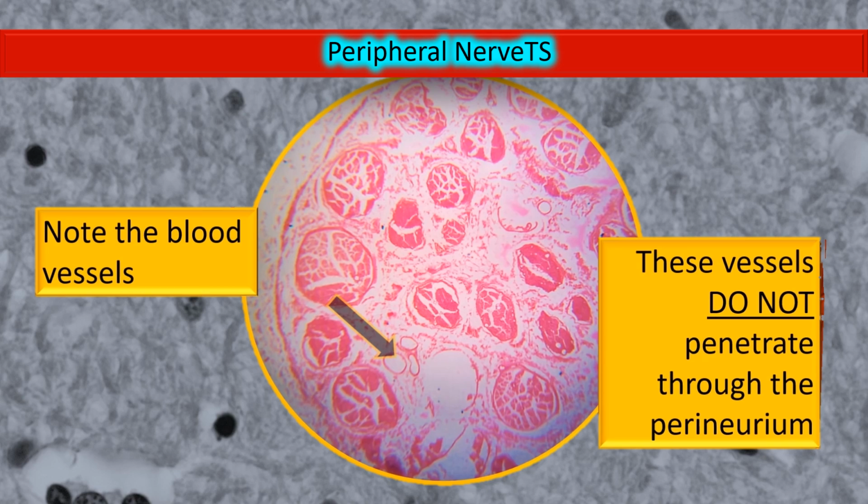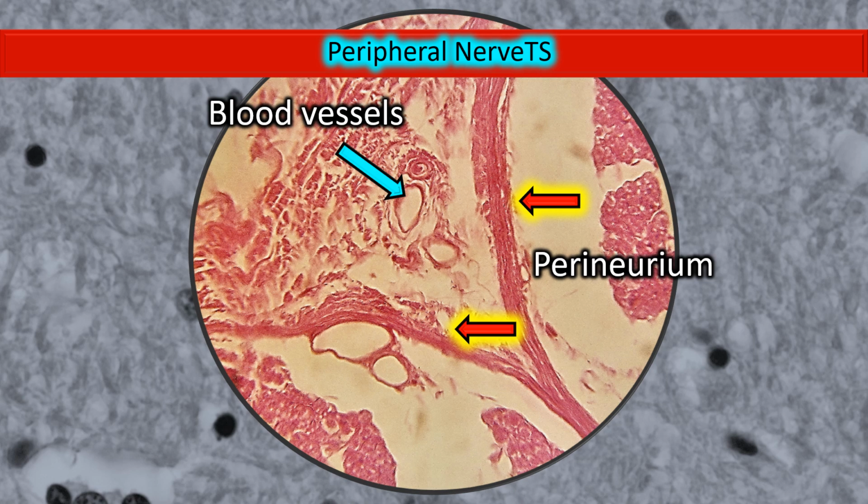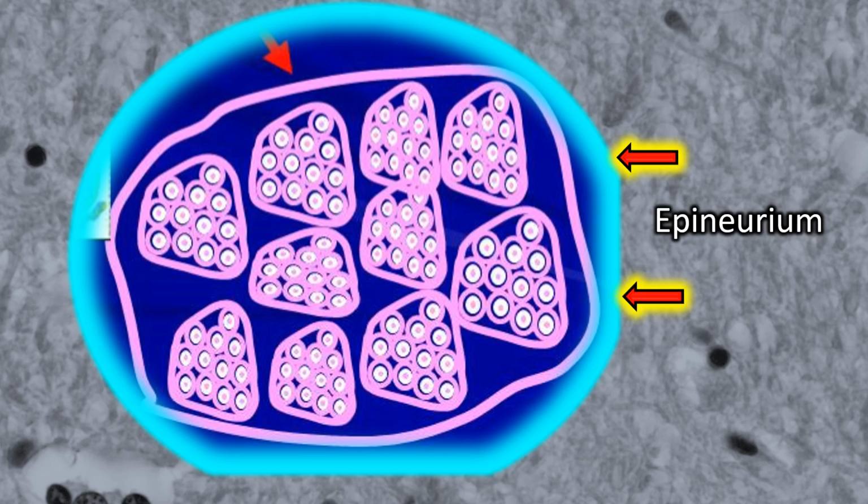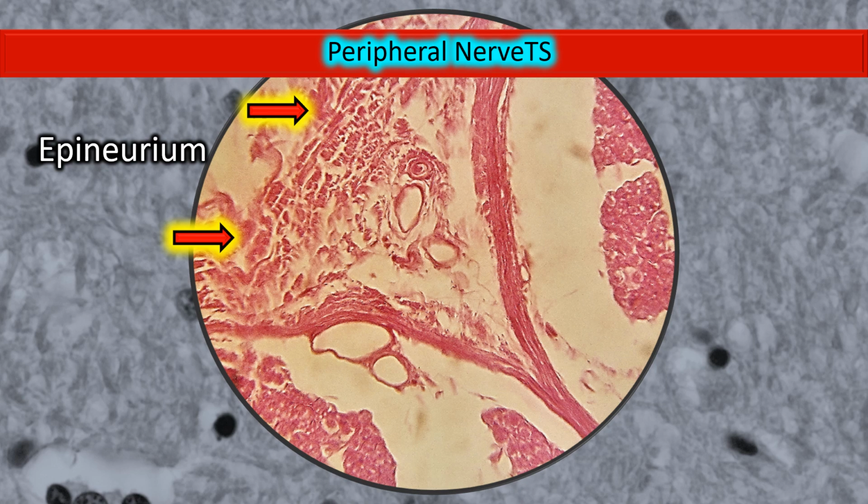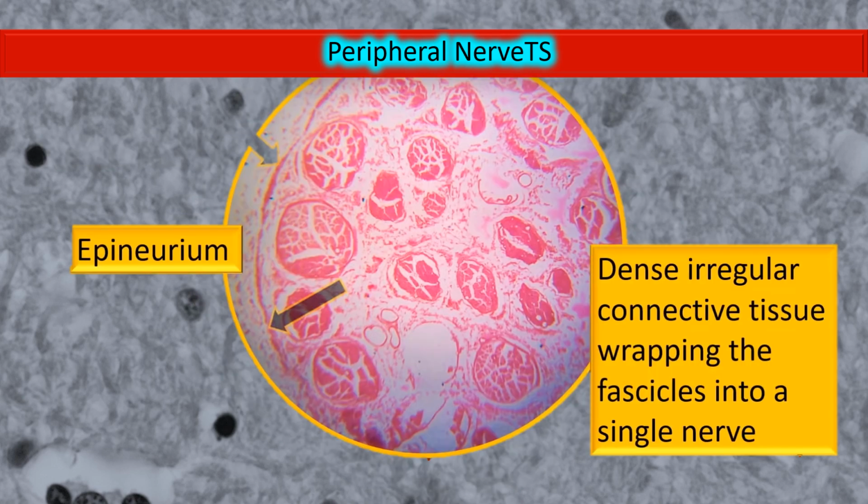Now you see, this is a very good example of the perineurium. The blood vessel is immediately outer to it. And then lastly, we know that the outermost layer is the epineurium, and this has been shown in this particular slide. You see, again, this is nothing but the regular dense, irregular connective tissue where all the fascicles are wrapped up and held together as one single. That's the role of the epineurium.